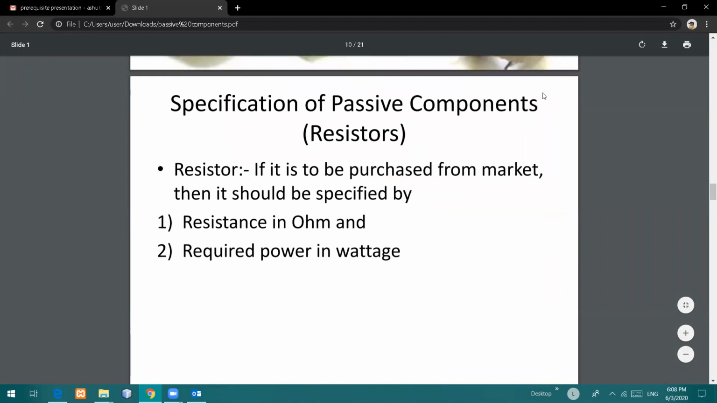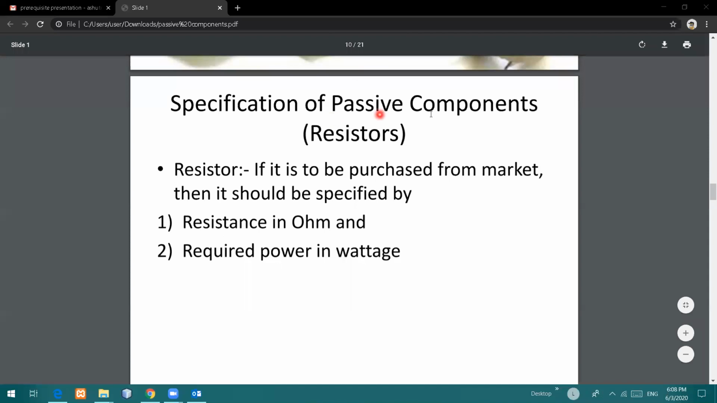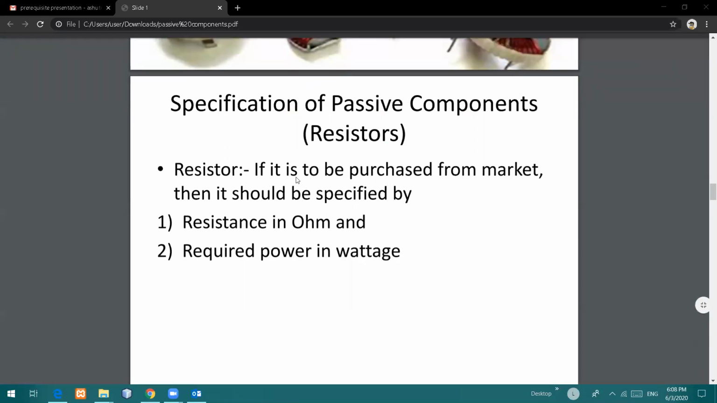Now let us go ahead with the next topic, specification of the passive components, resistors. How a resistor is specified. Now what do you mean by specified? Suppose you want to go to the market, then what will you ask the shopkeeper to give?